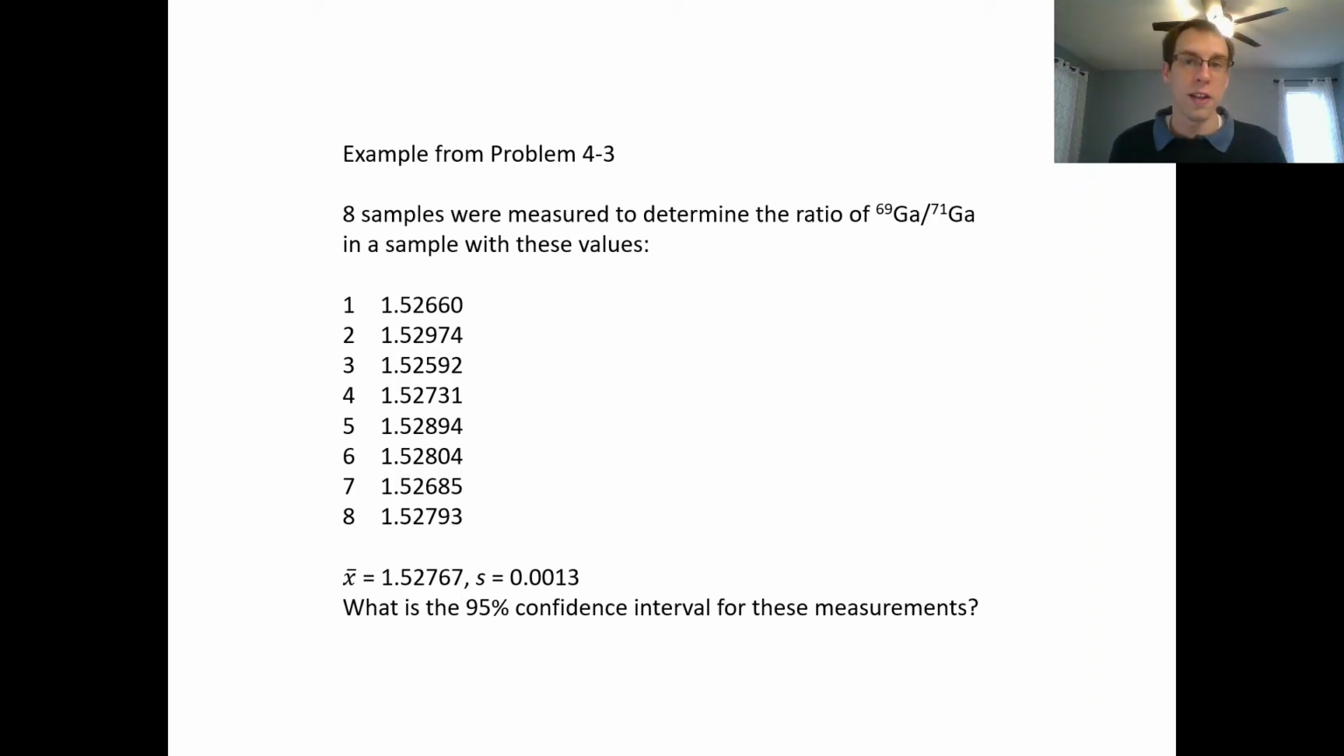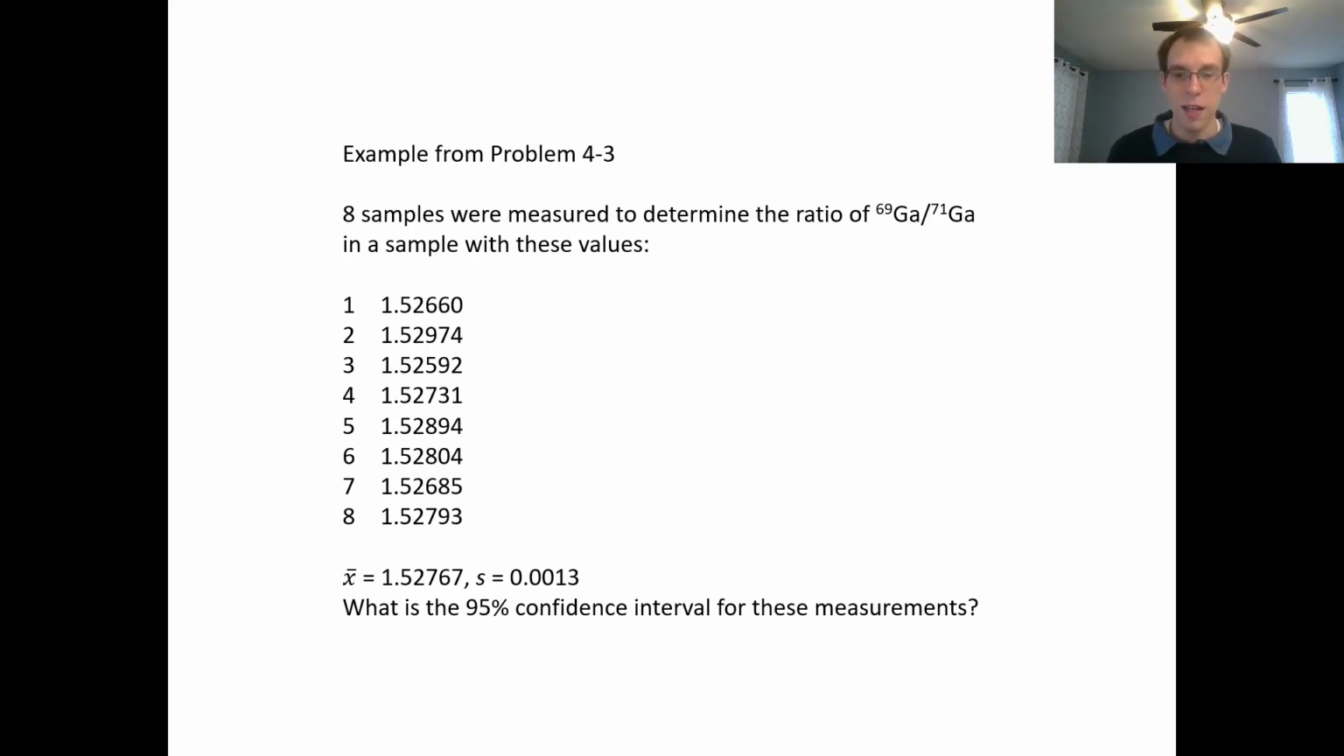So let's look at calculating a confidence interval for the data that we looked at earlier in this chapter. Again, this is example problem 4-3 from the end of the chapter. We have these 8 values. We calculate the mean and the standard deviation using Excel. And the question is, what is the 95% confidence interval for these measurements? We'll calculate that real quick and then also talk about what that means exactly.